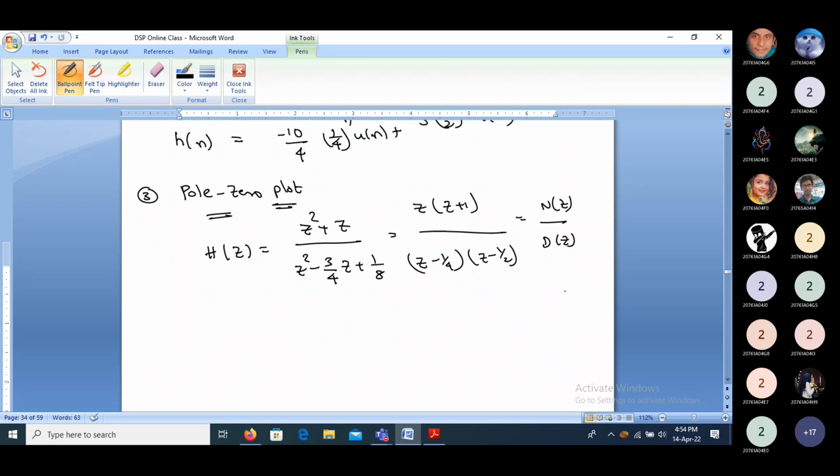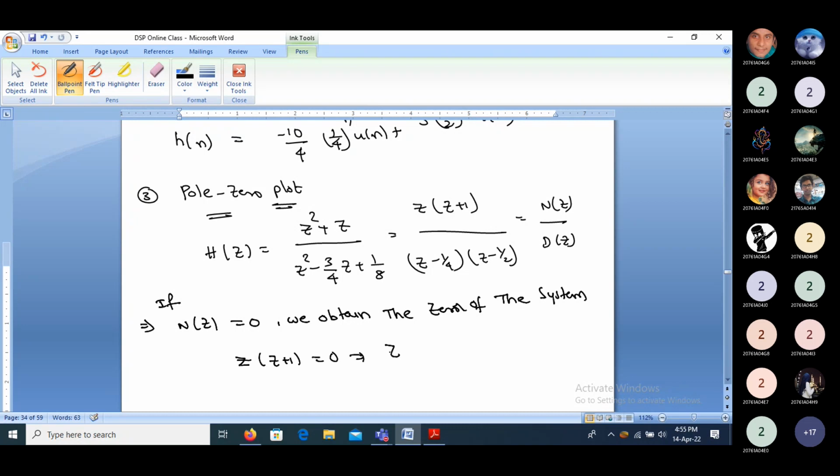So I think all of you know this one. How to get the zeros of the system? Zeros are the values of z for which h of z is equal to 0. When it is equal to 0, the numerator is equal to 0. If n of z is equal to 0, we obtain the zeros of the system. So what is the numerator? z into z plus 1 is equal to 0. From this, two zeros are obtained: z1 is equal to 0 and z2 is equal to minus 1.